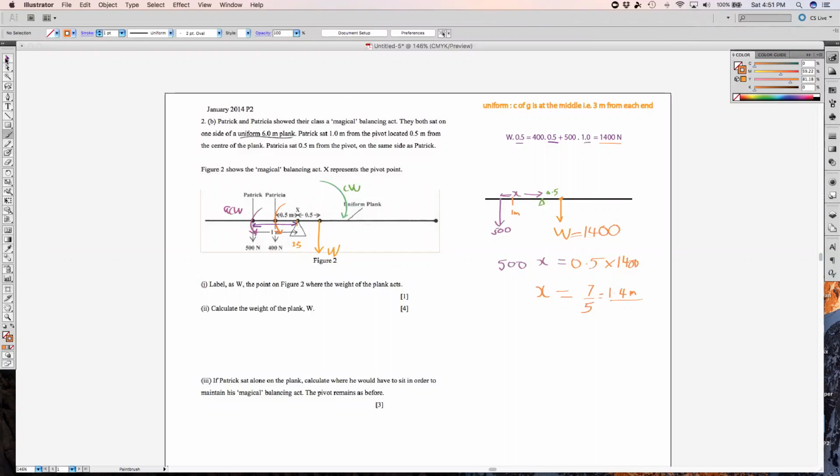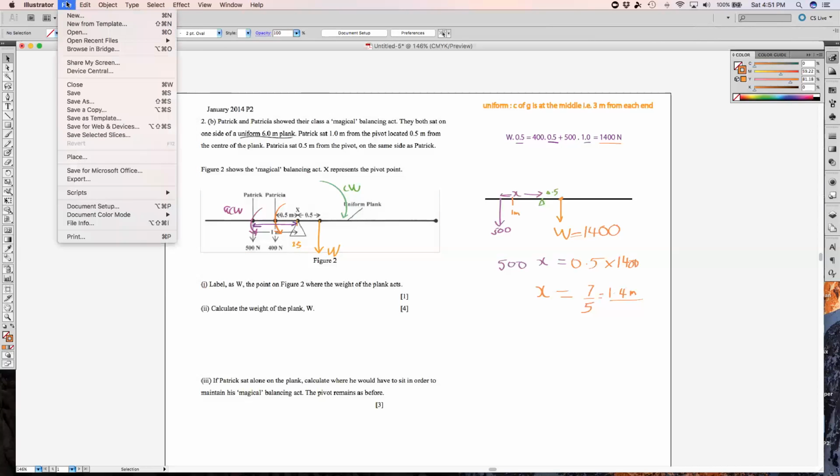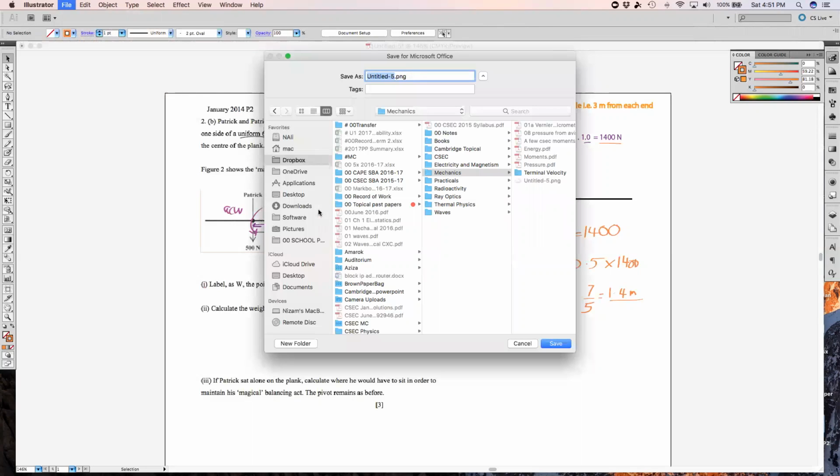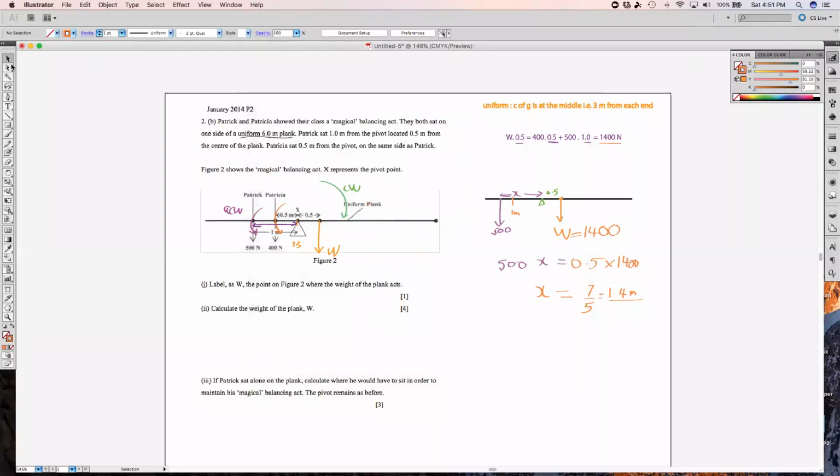I can clear this now. Again, I could probably save this file, save as in that same folder. I will call it Patrick balancing or something like that. Okay, so I'll clear this again.